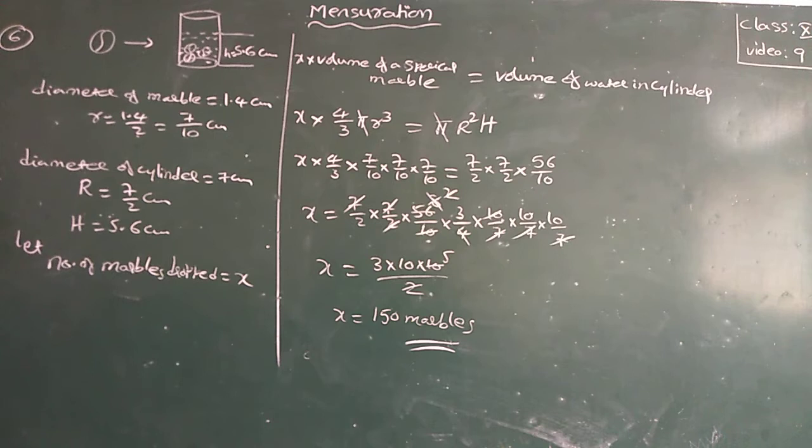Diameter of marble is equal to 1.4 centimeters. Means radius is equal to 7 by 10 centimeters. Diameter of the cylinder is equal to 7 centimeters. Radius of the cylinder is equal to 7 by 2 centimeters. Height of the cylinder is equal to 5.6. That height is the water level raised. Number of marbles is supposed as x. Means x marbles' volume is equal to water present in the cylinder. Because water level is low only in the cylinder. So when you drop these marbles, water level will increase. Water will not come outside. In the previous problem, water will come outside.